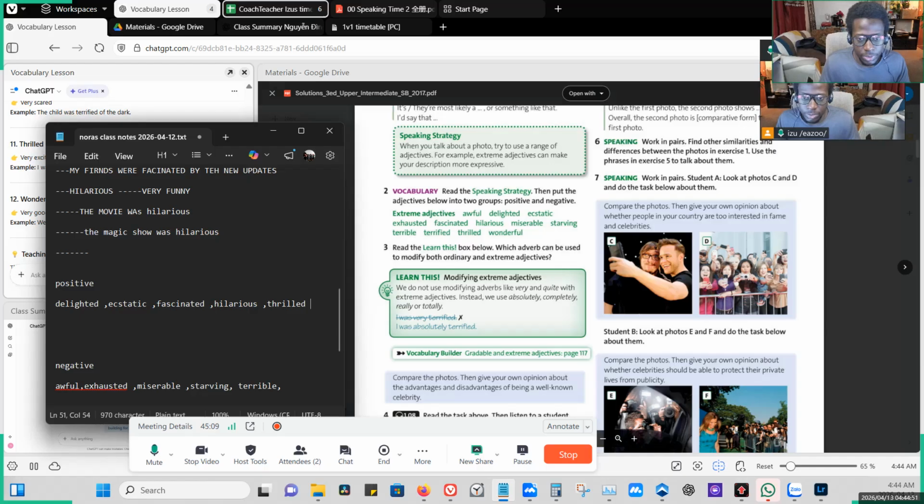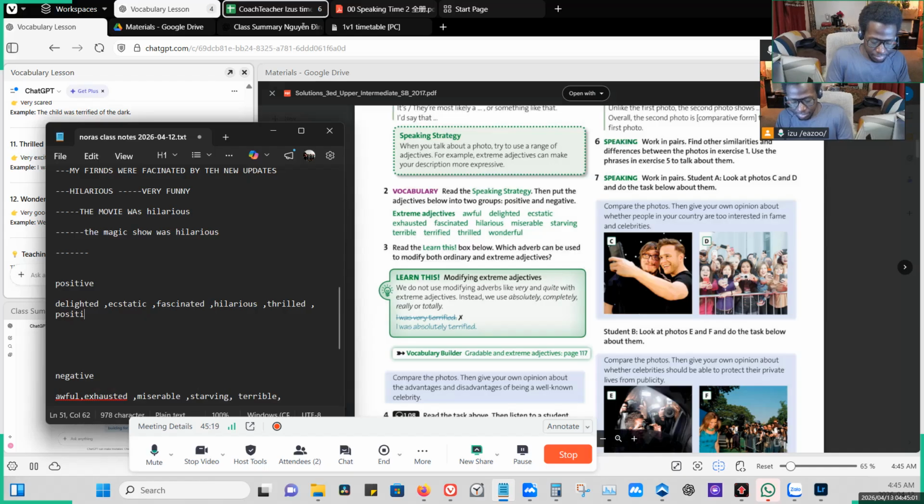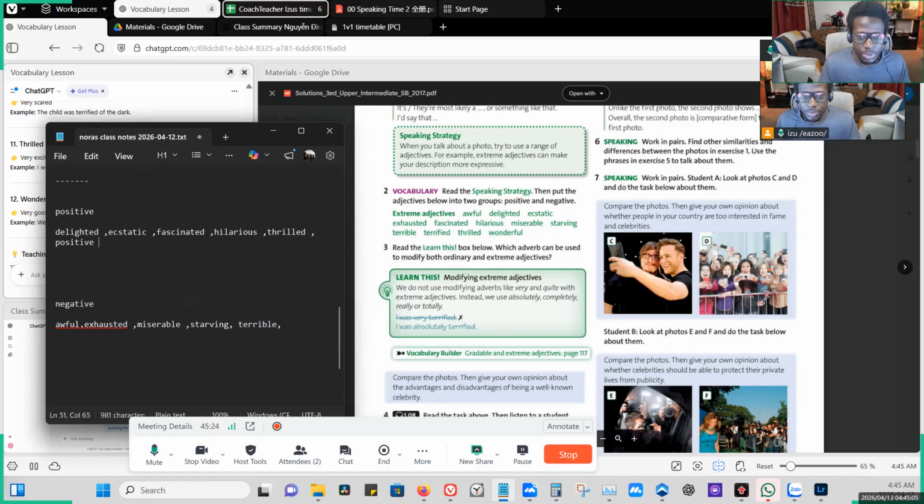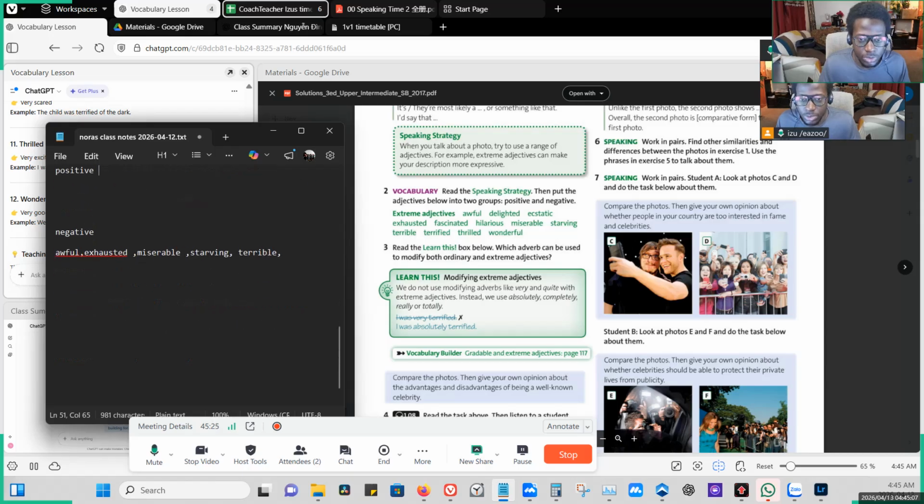After thrilled, we have wonderful. Is this positive or negative? It's positive. Okay, perfect. Now we're done with this. We're going to go over to this part that says modifying extreme adjectives.